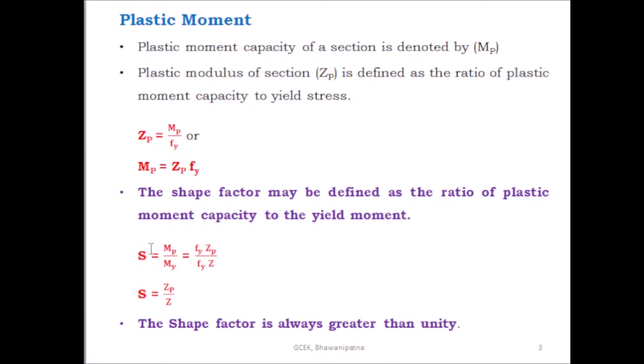Then we can find out the shape factor. The shape factor is equal to plastic moment divided by the yield moment. Mp is Fy into Zp, and My is Fy into Z. This Fy and Fy cancel each other in numerator and denominator. Then the shape factor is equal to Zp divided by Z. This is also defined as the ratio of the plastic modulus of section to the section modulus. As the plastic moment is greater than the yield moment, the shape factor value is always greater than unity.